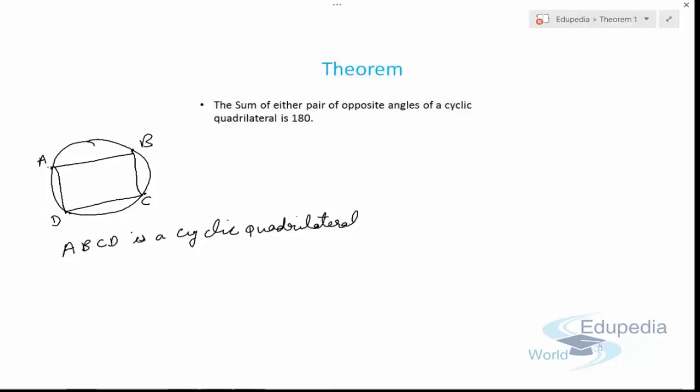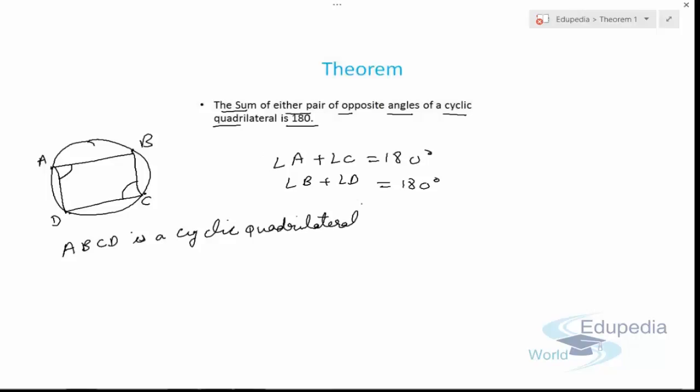Now, if this has to be a cyclic quadrilateral, then the sum of opposite angles should be equal to 180 degrees. We can say that angle A plus angle C should be equal to 180 degrees, and angle B plus angle D should be equal to 180 degrees. So this is the concept of a cyclic quadrilateral, and the theorem says that the sum of either pair of opposite angles of a cyclic quadrilateral is 180 degrees.